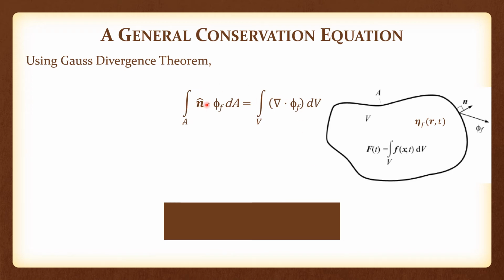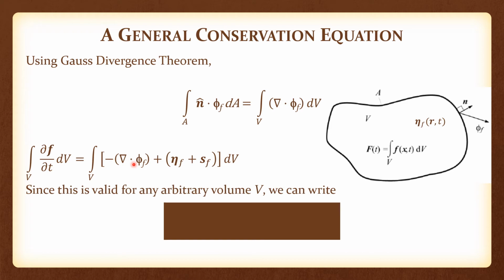Using Gauss divergence theorem, I convert the surface integral into a volume integral, where I get the divergence of phi f, and then I combine these terms into one particular integrand. Since this is valid for any arbitrary volume, I can take on both sides the limit of V tending to 0, and this will give me ∂f/∂t is minus del dot phi f plus eta f plus sf. This is basically my general conservation equation.